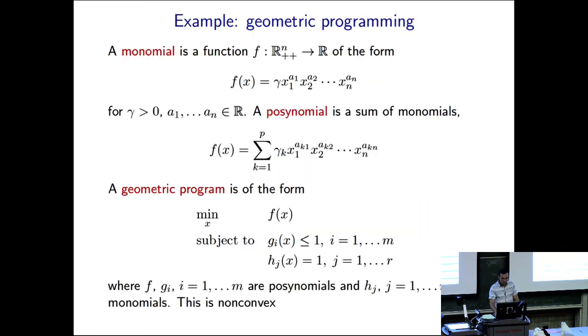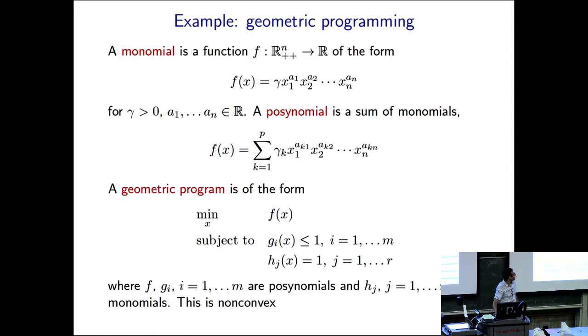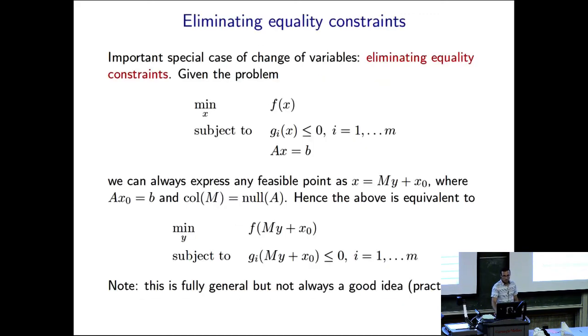So, okay, I'm going to skip this example of geometric programming because I think it's interesting, but we never really revisit it in the class. It's an example in which you have a non-convex problem, but you can turn it into a convex one by doing a bunch of transformations. So I'm just going to skip that.